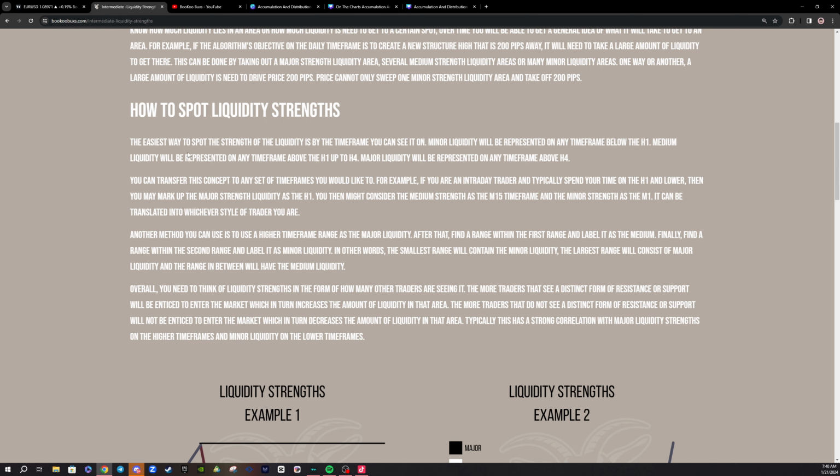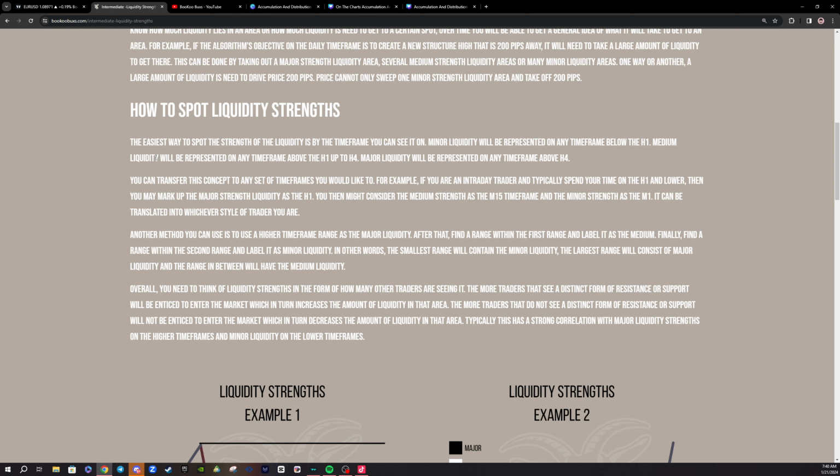How to spot liquidity strengths. The easiest way to spot the strength of liquidity is by the time frame you see it on. A minor liquidity will be represented on any time frame below the H1. Medium liquidity will be represented on any time frame above the H1 up to H4. Major liquidity will be represented on any time frame above H4. You can transfer this concept to any set of timeframes you would like to.